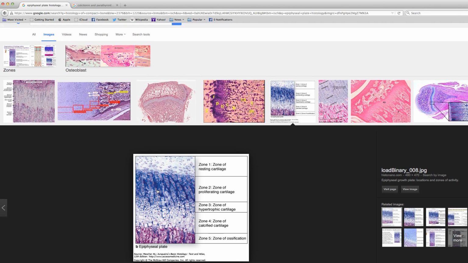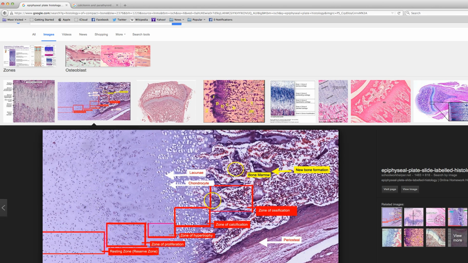And then the next zone is going to be the zone of calcified cartilage, where these chondrocytes start to die. And now you're going to have bone tissue essentially. So this is going to be how interstitial growth occurs. So the bone is getting longer.